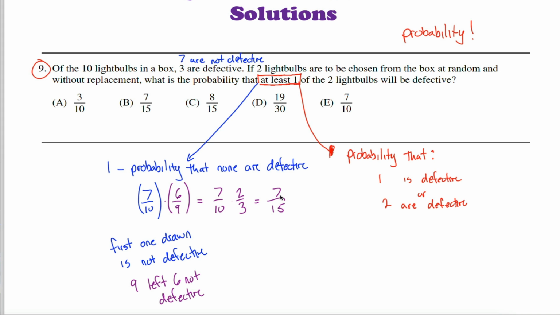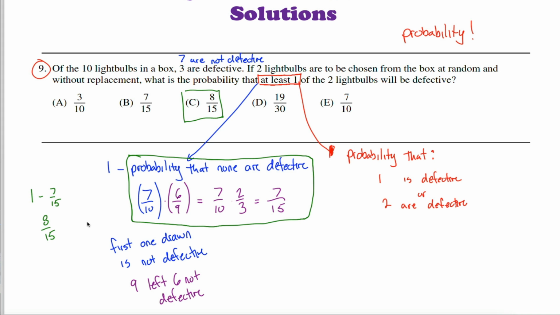No, be careful. What we just figured out is the probability of the complement. We figured out the probability that none of them are defective. If we want the probability that at least one is defective, we need to consider all of the cases and subtract the ones that don't work. I guess I should be a little bit careful about how I'm writing this. This 7/15 is the probability that none are defective. What we want is 1 minus 7/15. In other words, 15/15 minus 7/15. In other words, 8/15. The answer to this question is C.